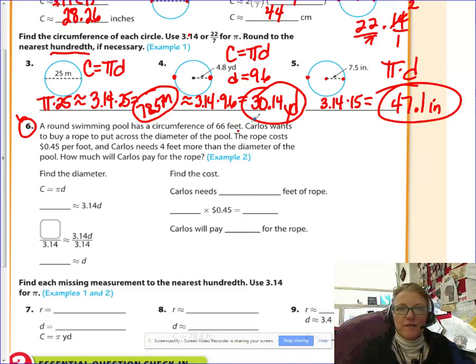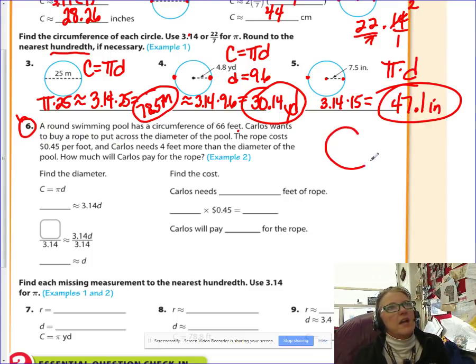Okay, you already have the end result. They're probably going to ask us to go backwards and go from here. Carlos wants to buy a rope to put across the diameter of the pool. Okay, I got to draw a picture here. Here's the center. So going once around here is 66 feet. And we want to figure out how long I've got to get rope going across there.